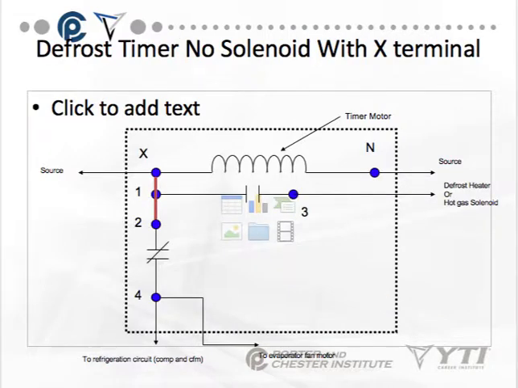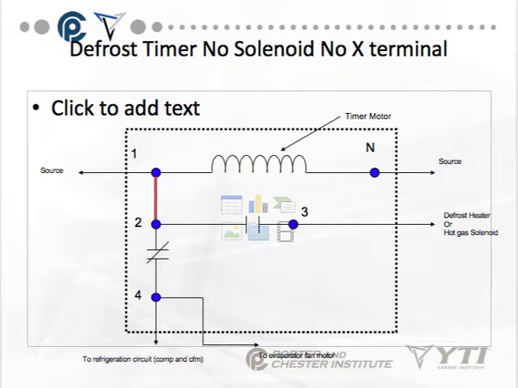Okay. In this one, again, we have a defrost timer, but we have no solenoid. This is a defrost timer that's only time in and time out. We don't have an early termination. So X is line, N is line, X, 1, and 2 are all banded together with a copper band. Pin 3 goes to my defrost heater. Pin 4 goes to my refrigeration circuit. Again, make sure you take a look at the back of the thing.